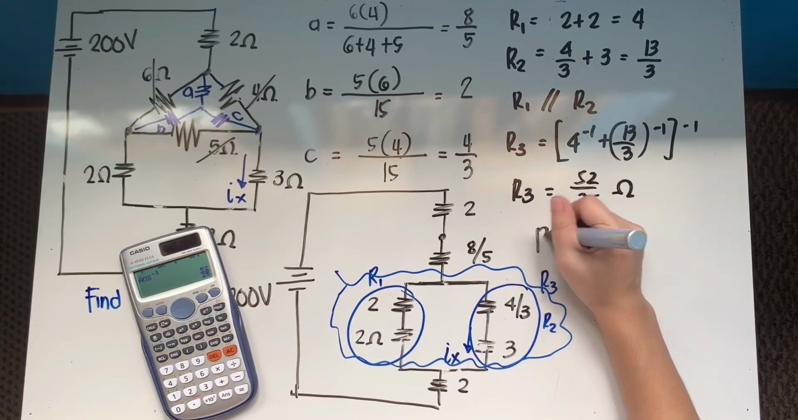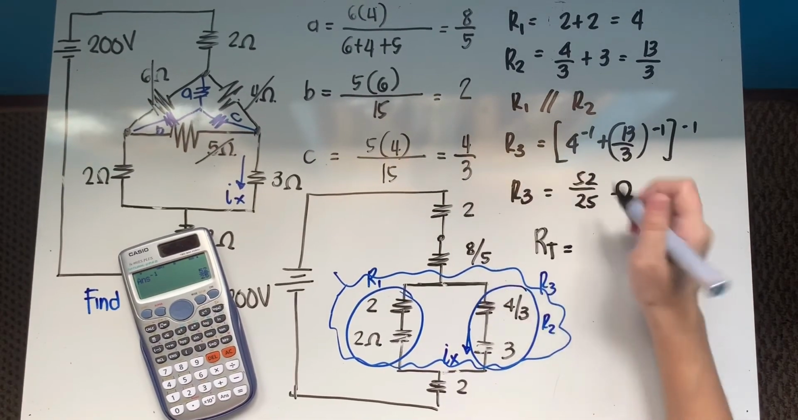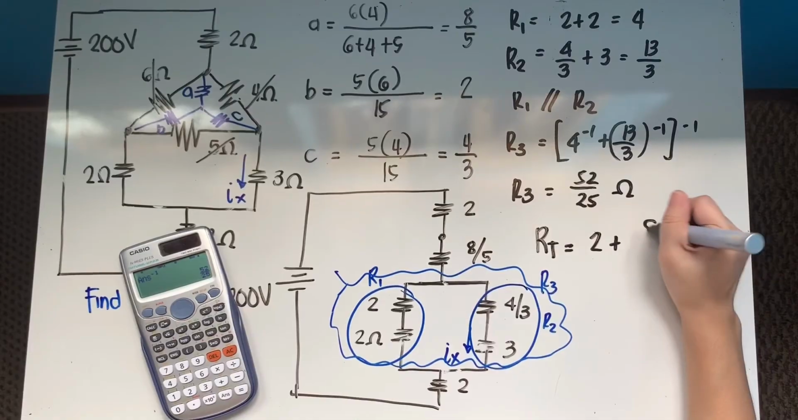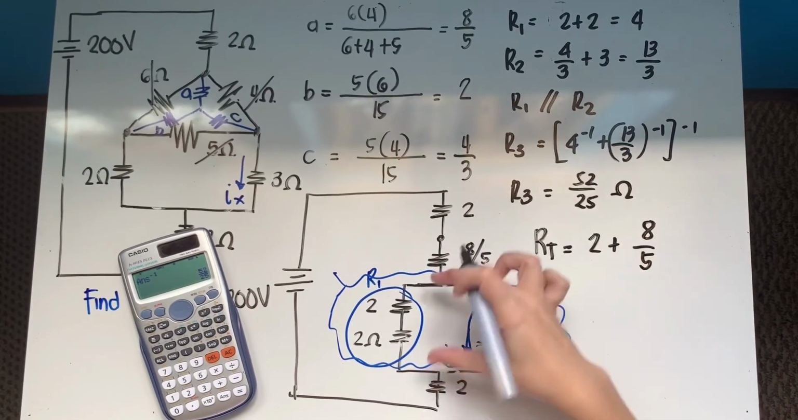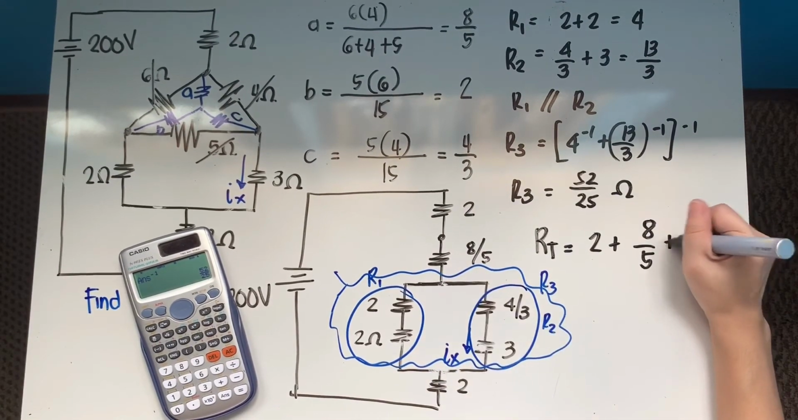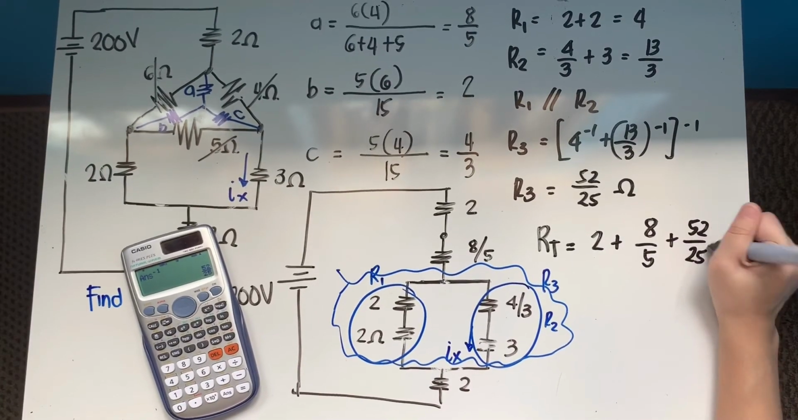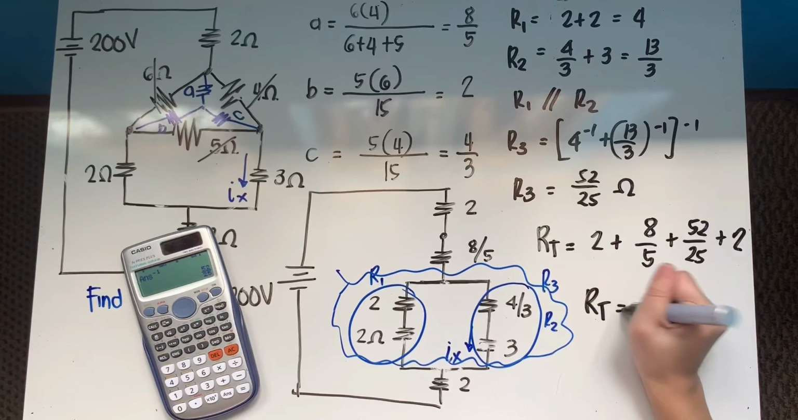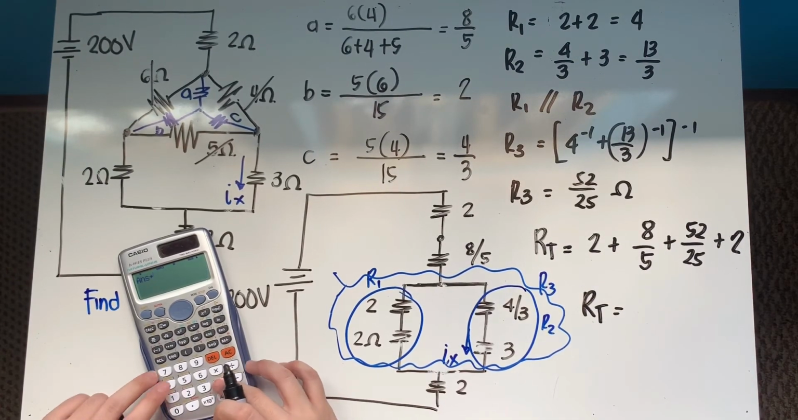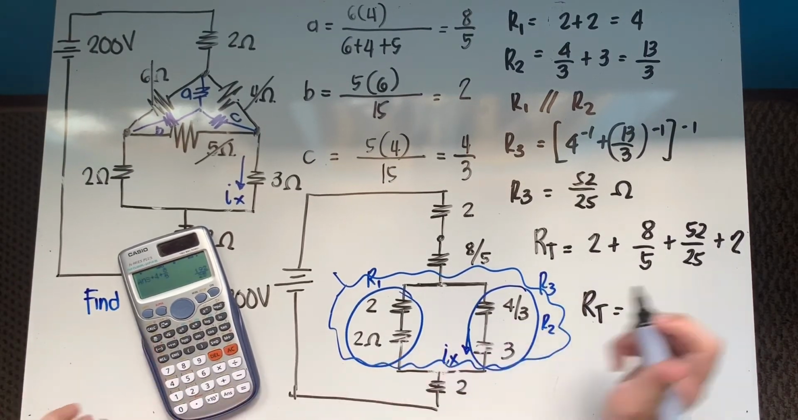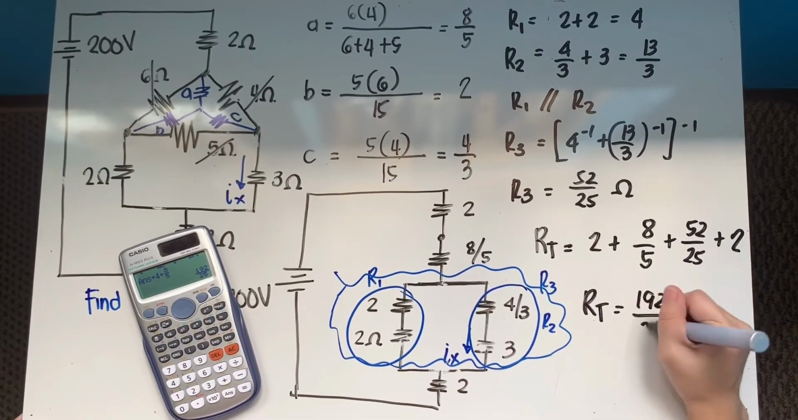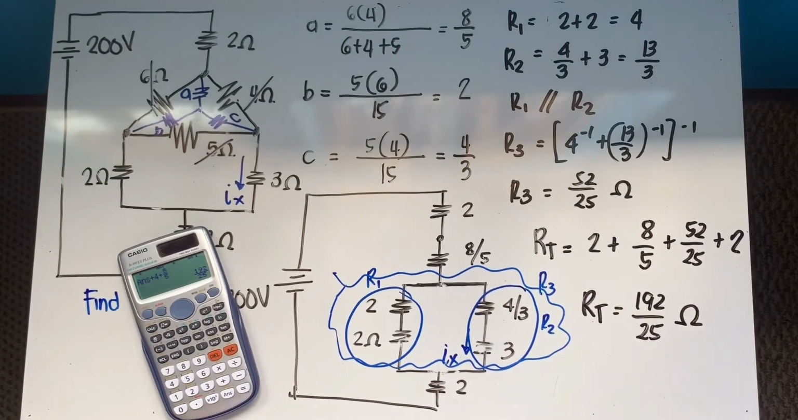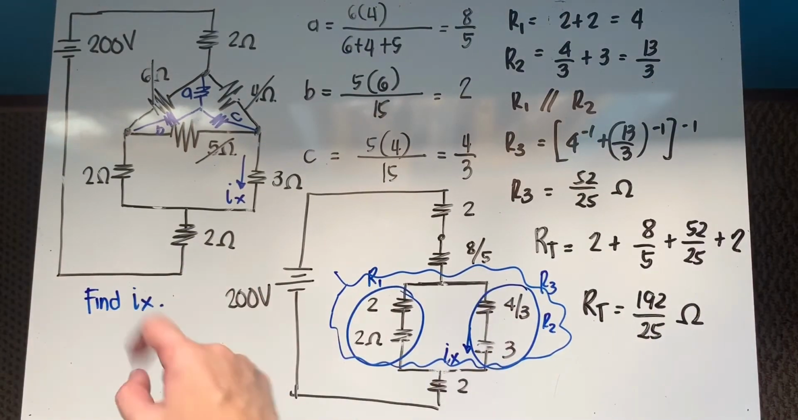Therefore, para makuha mo yung total resistance, series combination yun ni 2, 8 over 5, yung R3 natin na nandito na dapat, which is 52 over 25, plus yung last resistor natin na 2 ohms. So, yung total resistance ng circuit ngayon natin ay 192 over 25 ohms. Okay? Pag nakuha na natin yung total resistance, pwede na natin isolve ang total current.